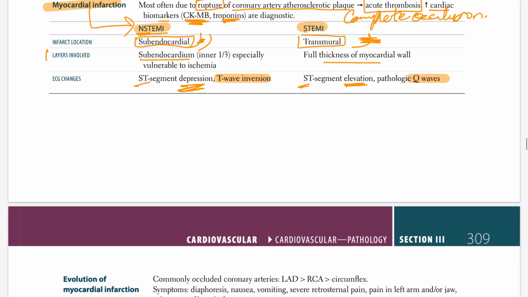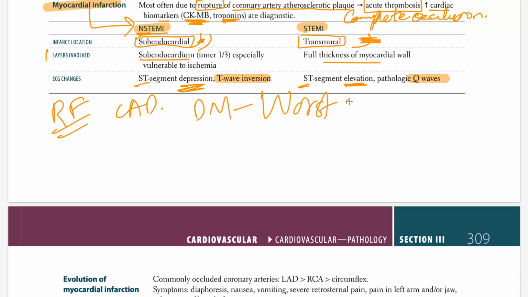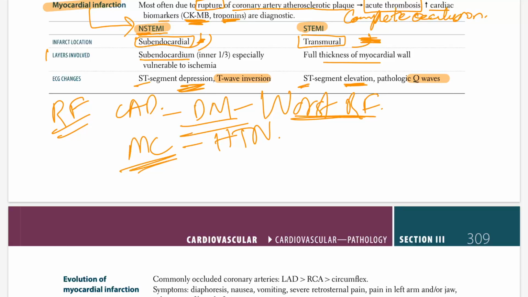Some other things that we want to maybe look at are the risk factors for MI or any coronary artery disease. Diabetes. Diabetes is the worst risk factor. What is the most common risk factor though? It's not diabetes. Most common risk factor is hypertension. So we have a worst risk factor and the most common being the hypertension.